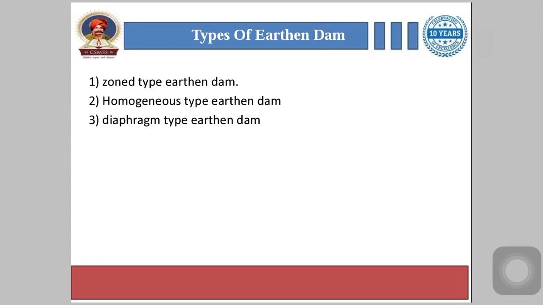The last one is the diaphragm type embankment. These have a thin impervious core which is surrounded by earth or rock fill. This impervious core, called the diaphragm, is made of impervious soil, concrete, steel, timber or any other materials. This type acts as a water barrier to prevent seepage through the dam.